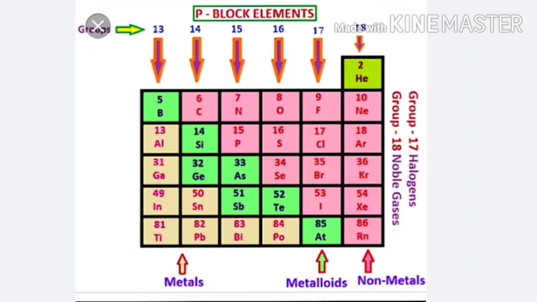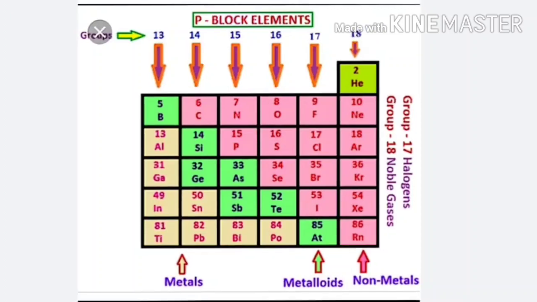Now, methods of preparation. From water: pure water is a bad conductor of electricity. If a small quantity of dilute H2SO4 or dilute HCl is added, then it shows electrical conductivity. The electrolysis of this water between platinum electrodes gives oxygen at the anode. By this method we can produce oxygen.